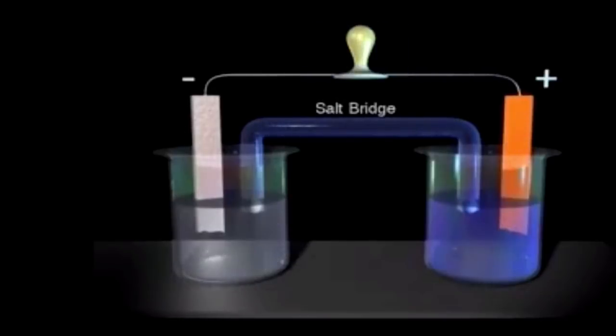In summary, remember that in a voltaic cell, the anode, at which oxidation occurs, is the negative electrode. The cathode, at which reduction occurs, is the positive electrode. Electrons flow through the external circuit from anode to cathode.